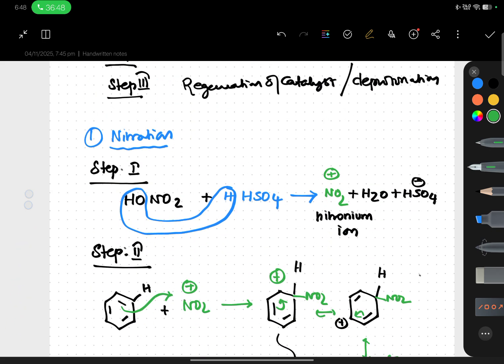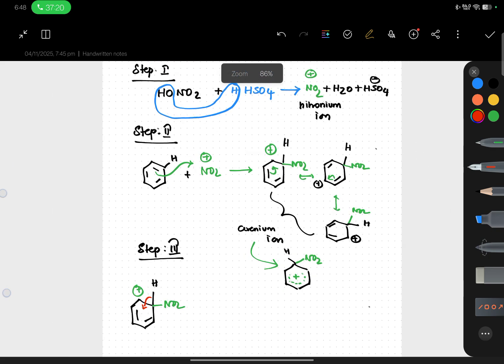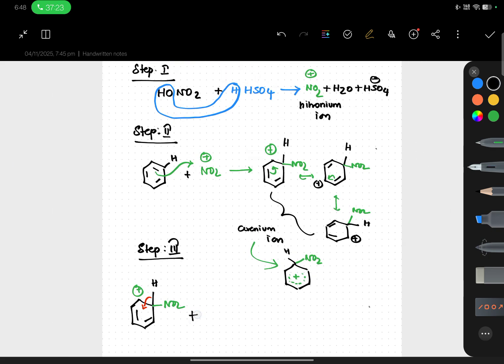Now let's go for step 3. What is step 3? Regeneration of catalyst, or deprotonation. What is getting lost here? The proton is giving its electron. And what was there in the first step? HSO4 minus was there, right? Add that also.